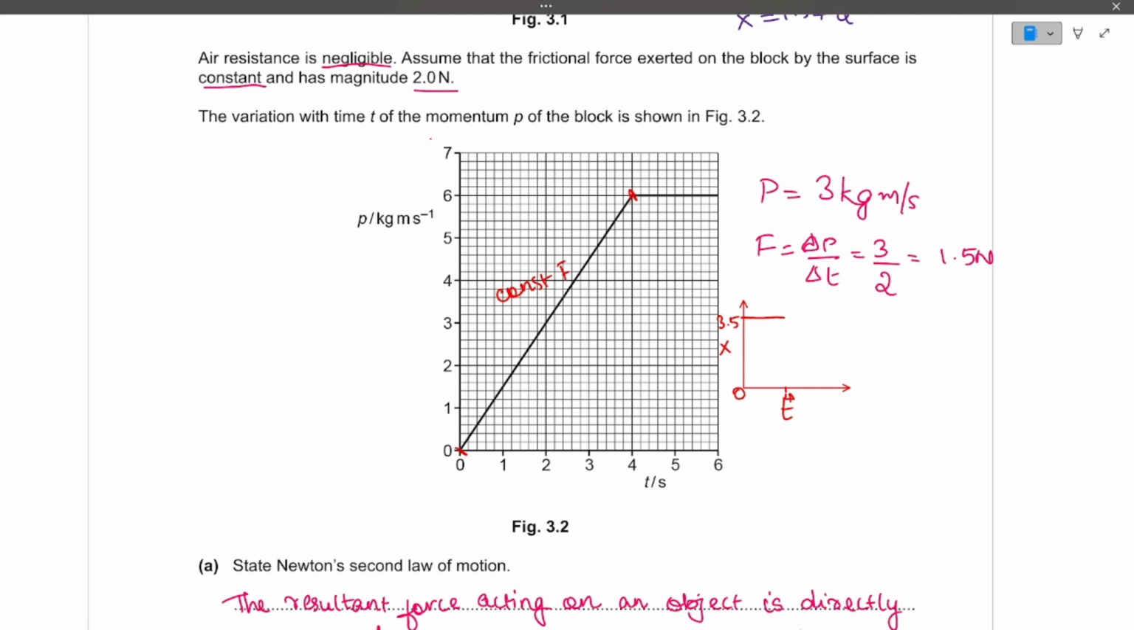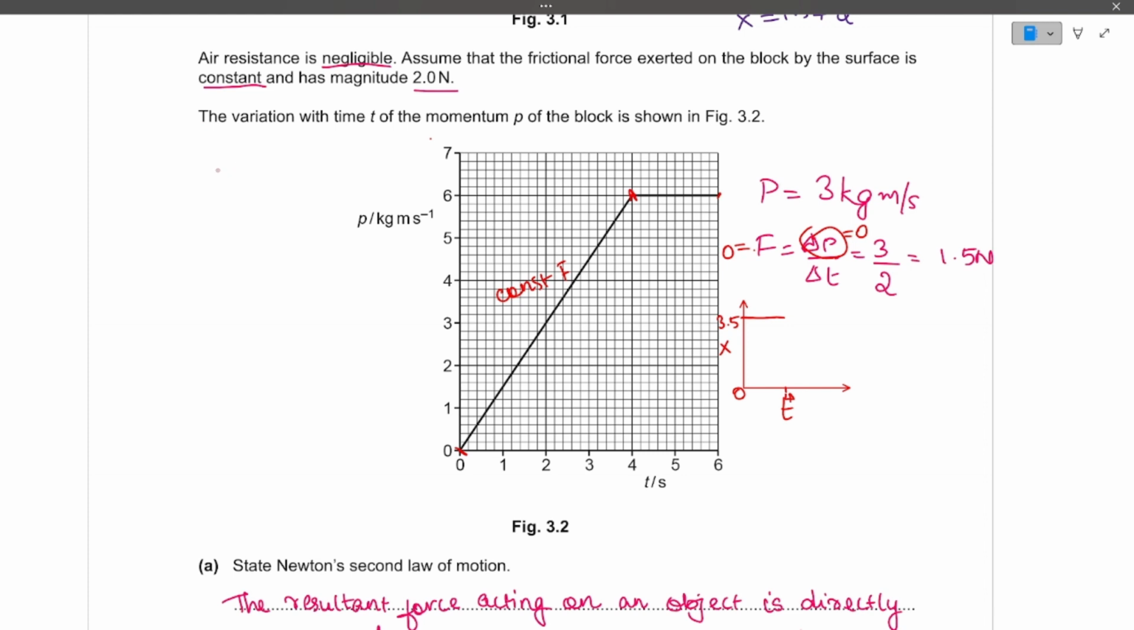Then from 4 seconds to 6 seconds, what happens? There are no changes in momentum, so this value is 0. So what will be the force? That is also 0, right? We are discussing the resultant force, right? The graph is showing the momentum of the block. Where does that momentum come from? The resultant force acting on the block. Accordingly, the momentum of that block will change. So the resultant force is 0 from 4 seconds to 6 seconds.